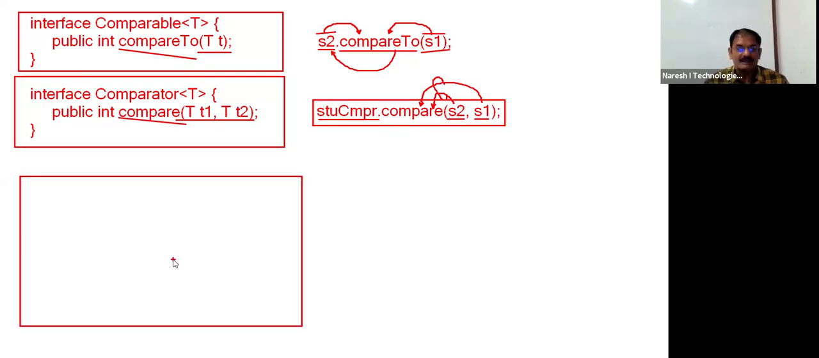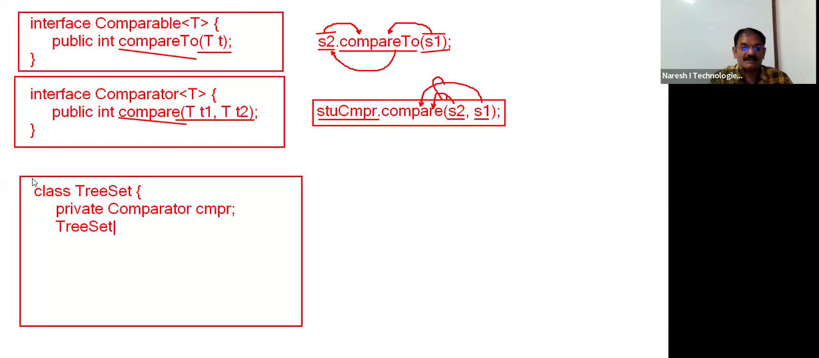Okay. Then now the TreeSet class. Now the TreeSet class internally uses how many objects? Two interfaces. In TreeSet, here there is a private Comparator cmpr; semicolon. Here there is a constructor TreeSet, the no-param constructor. Here I have another constructor TreeSet of Comparator cmpr. Inside we have the logic: this.cmpr = cmpr.